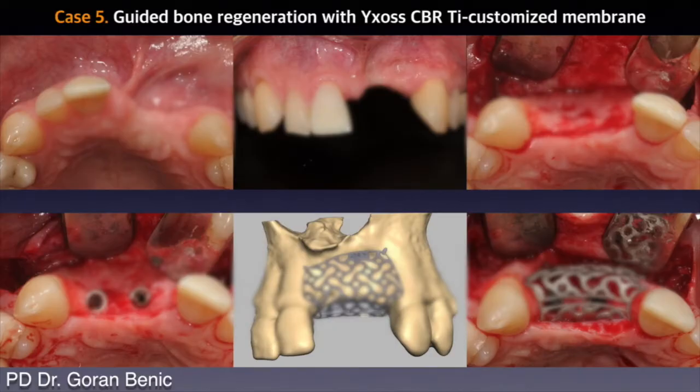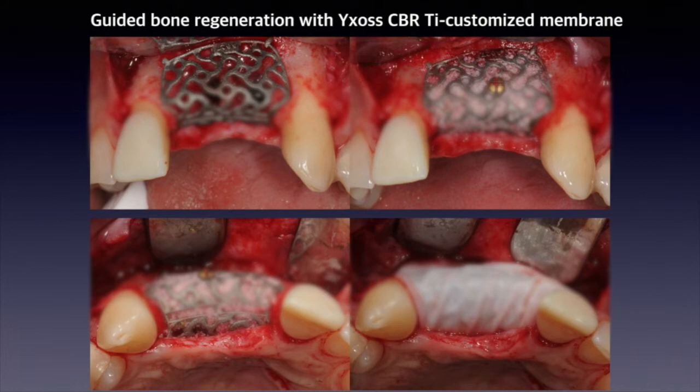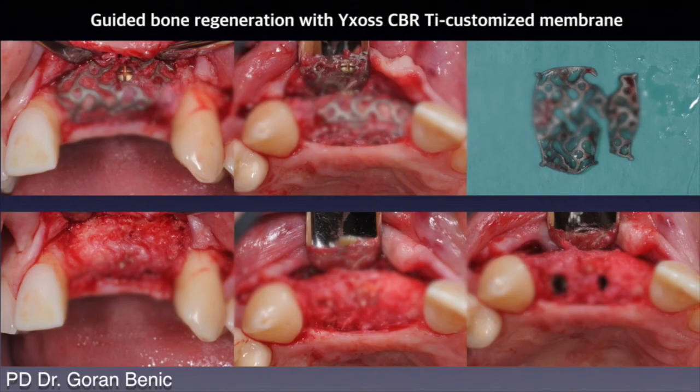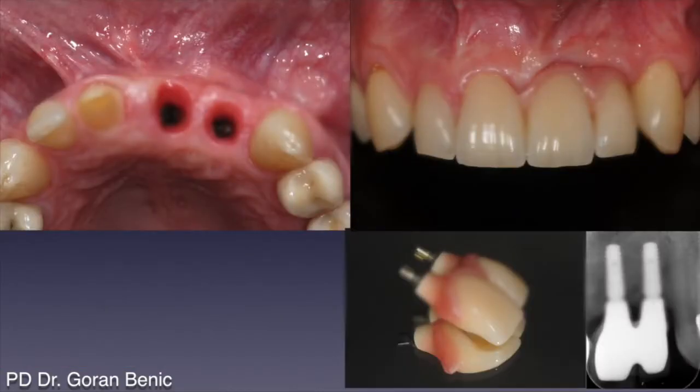It is the case of my friend Goran Benik. In Switzerland, the exhaust membrane is available from Geistlich. Exhaust membrane was supported with a tenting screw and was covered with another membrane. Titanium mesh should be removed before restoration procedure. This mesh can be easily removed by cutting with high speed along the center line. It is clinical view of the final restoration.